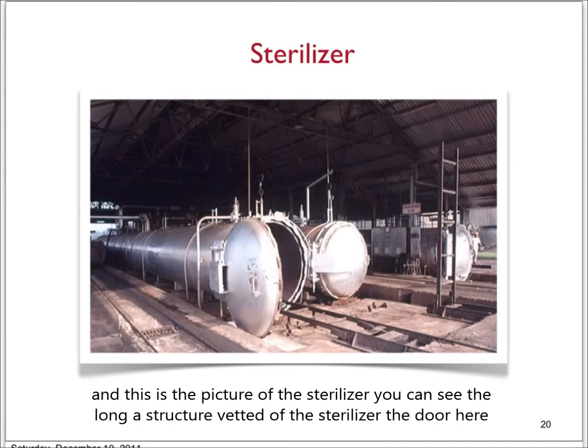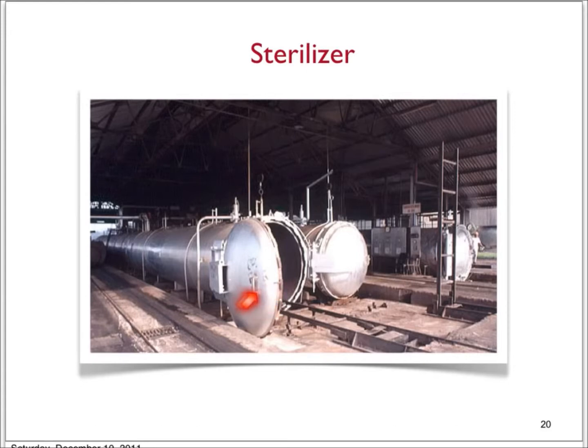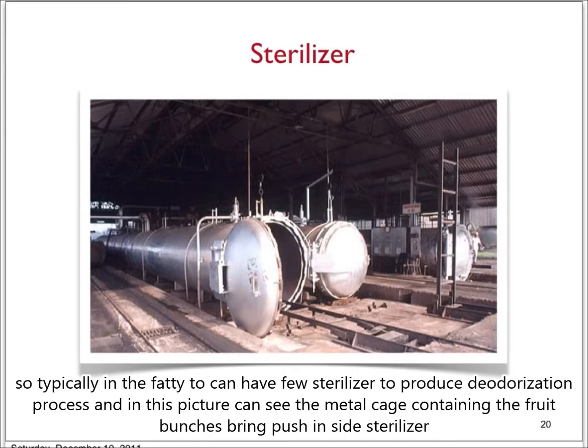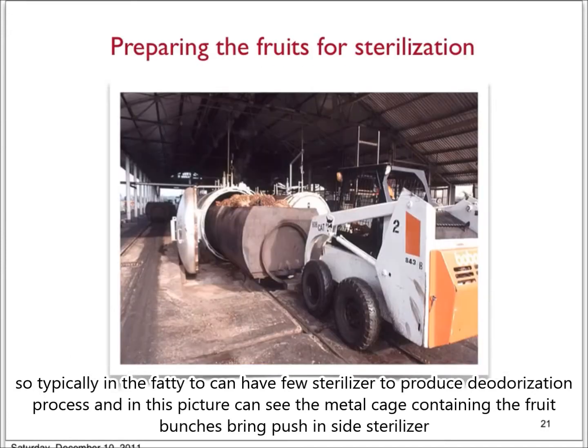You can see the long barrel of the sterilizer, and the door here, and this is the rail where the metal cage will come in from this direction and will push through into the sterilizer. So typically in the factory you can have a few sterilizers for the sterilization process. And in this picture you can see the metal cage containing the fruit bunch being pushed inside the sterilizer.